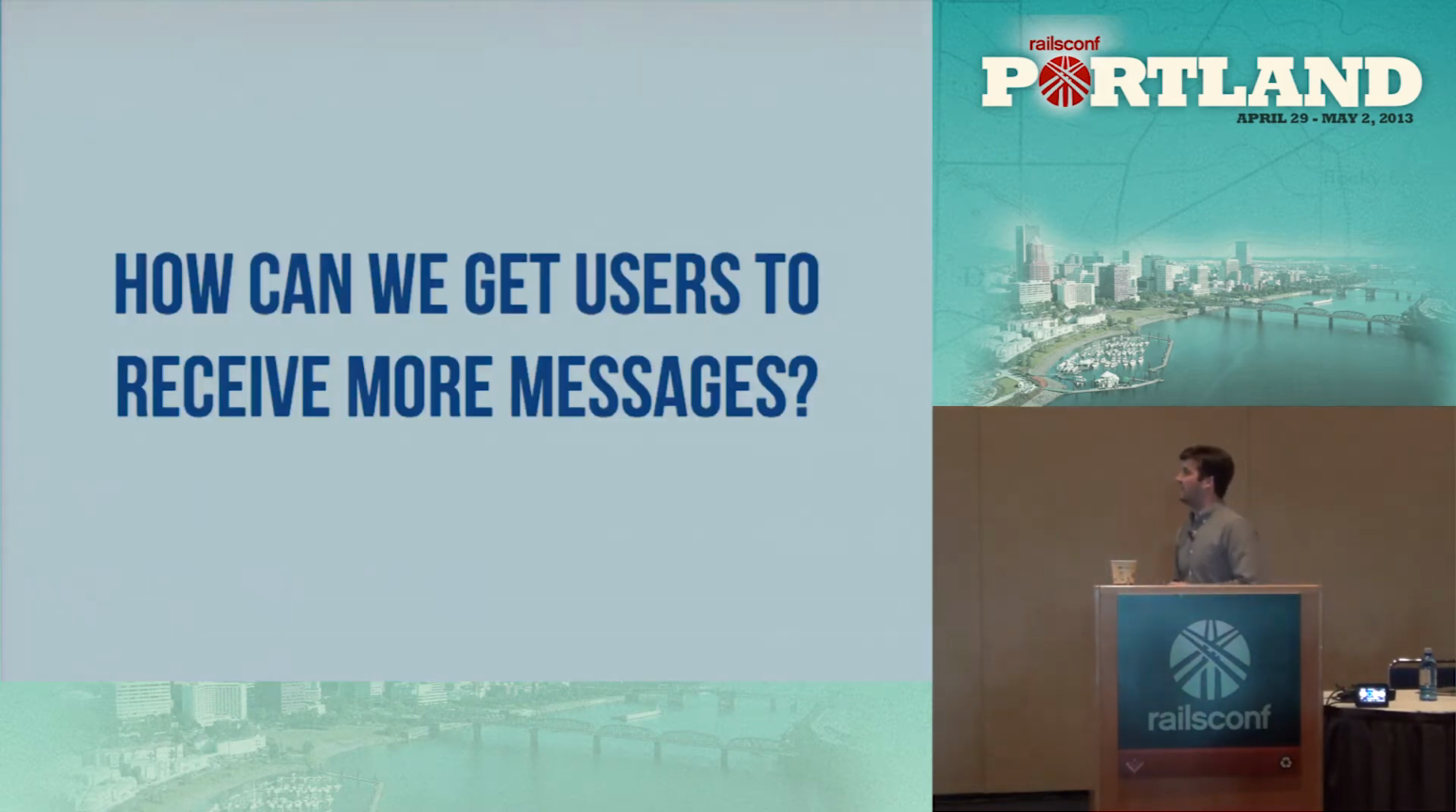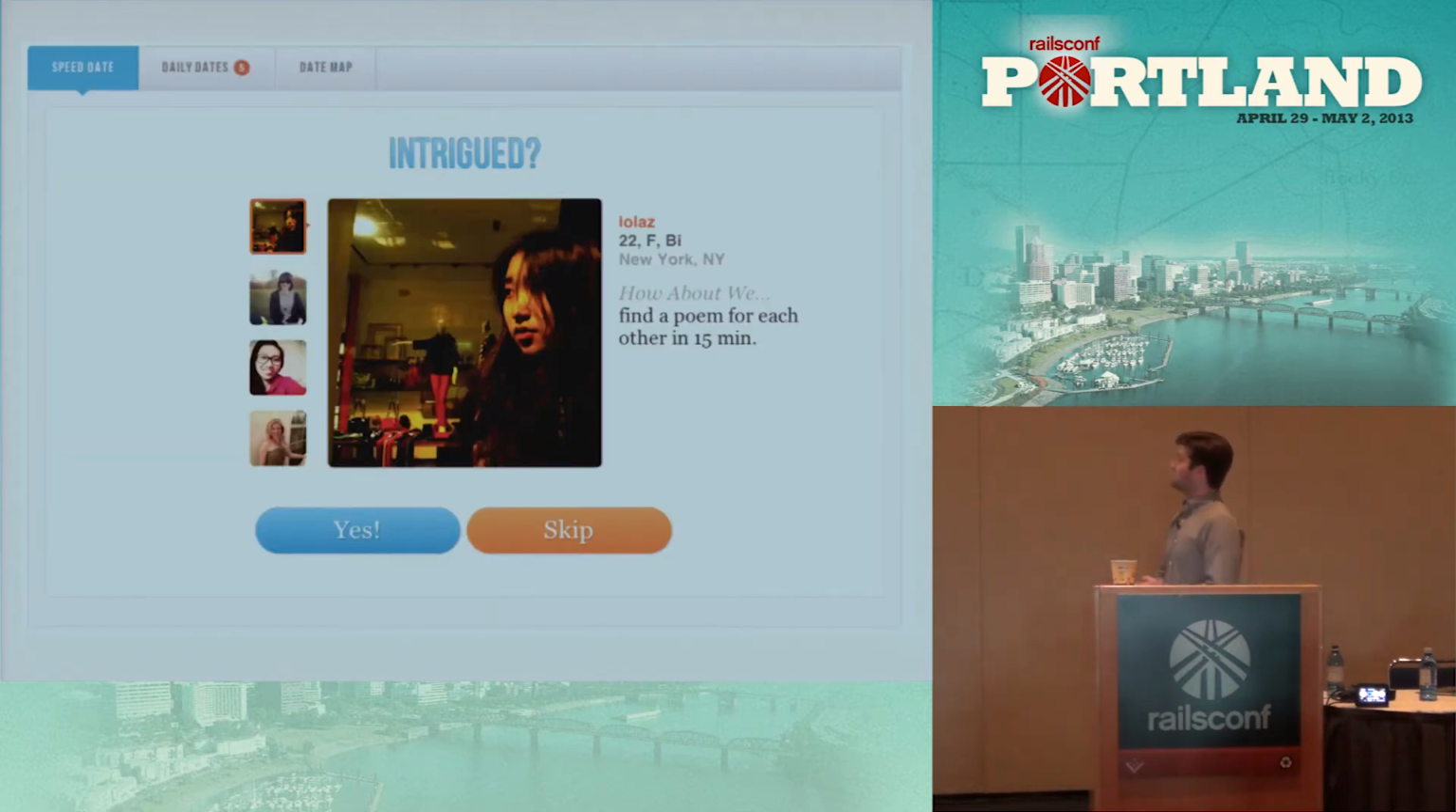The first thing is, how can we get users to receive more messages, not necessarily send? We found that, this is probably kind of obvious, but since we charge to send messages, a good way to get people to want to do that is to make sure that they receive a lot of messages. So this is one of the things that we really try to do on our site. Here's an example of a feature we have called Speed Date. It's pretty straightforward. We have a photo here and some new dates and some information about them. If you click yes, it'll send this little message saying, hey, I'm intrigued. That's it. And if you click skip, nothing.